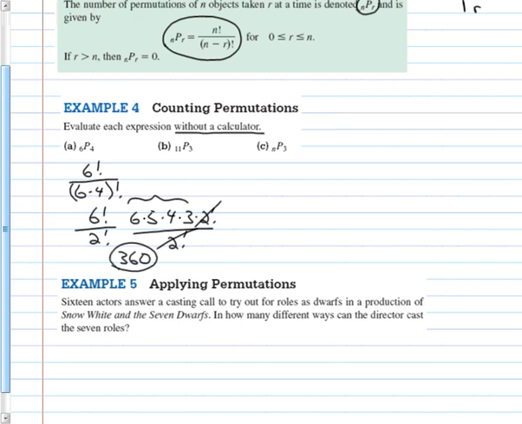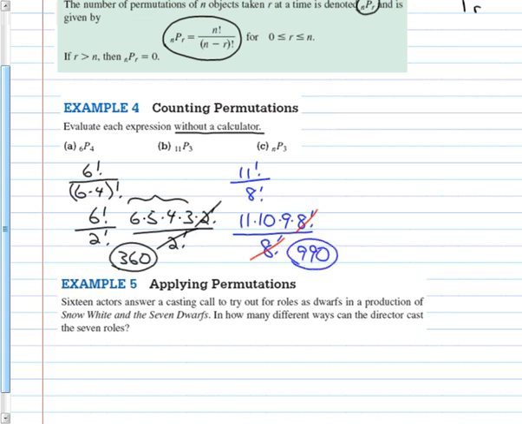11 things taken 3 at a time. 11 factorial divided by 8 factorial. Where did my 8 come from? 11 minus 3. I just didn't write it down like I did over here. I just went directly to that. Now this again, that's not hard. That's 11 times 10 times 9 times 8 factorial divided by 8 factorial. 90 times 11, 990. Is that right? See, we don't need calculators.